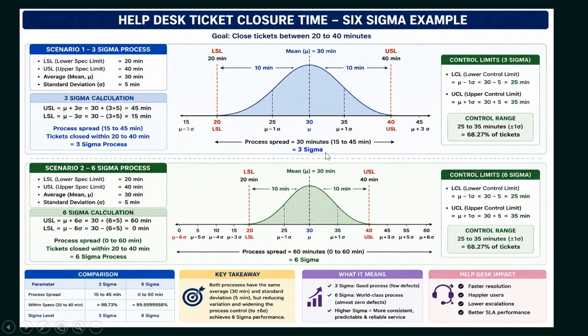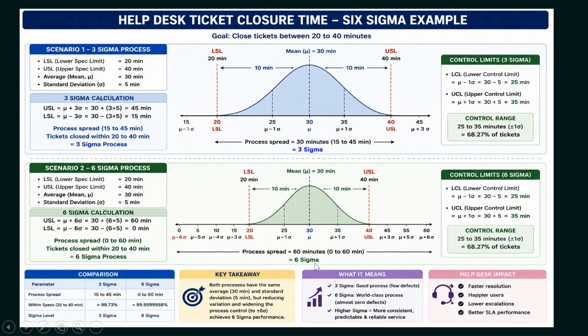Look at a 3 sigma process. There is a 30 minute mean, and 15 to 45 minutes is your process graph. It is wide. This is 1 sigma, this is 2 sigma, this is 3 sigma. Your process is big enough, you're in 3 sigma.